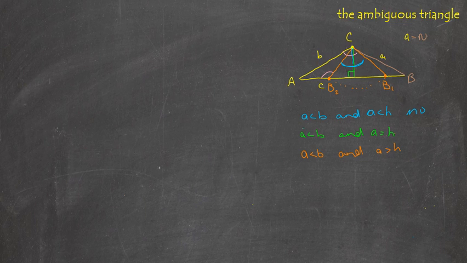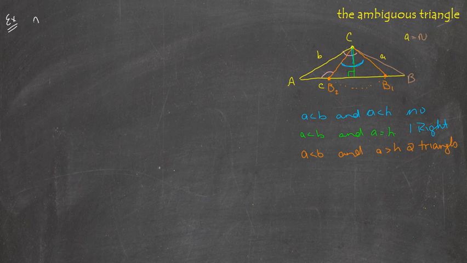If A is less than B and exactly equal to the height of the triangle, you have 1, and it's a right triangle, excuse me. And finally, if A is less than B and A is greater than the height of the triangle, it's less than B, so you have a triangle, but it's greater than the height, you have 2 triangles or 2 solutions. Let's do an example.